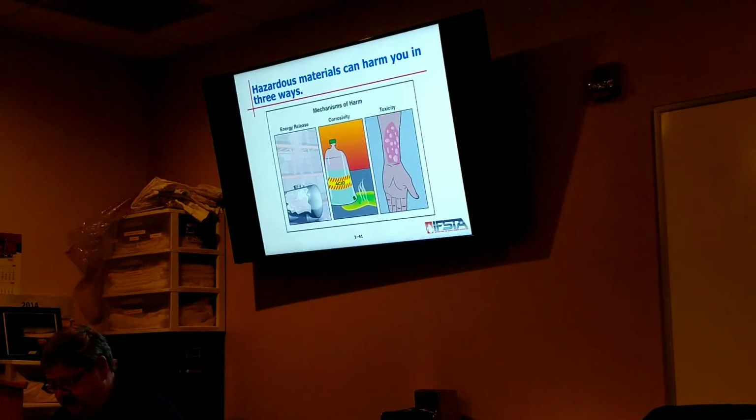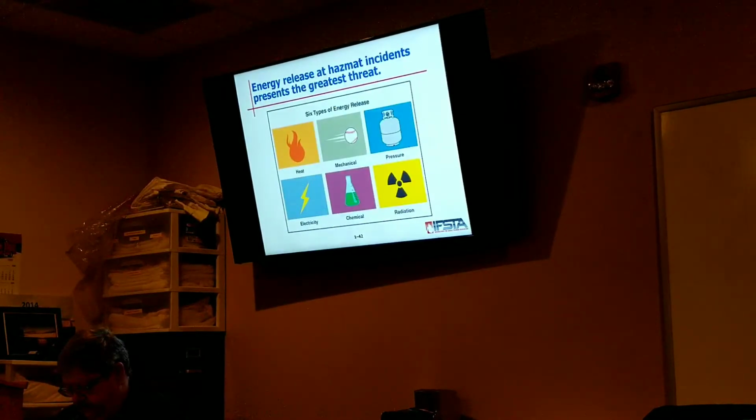And the other one is toxicity. Okay, so that's 3 mechanisms that we're going to have to have harm. Energy release at hazmat incidents presents the greatest threat. There's 6 types of energy release. If we have a cylinder that releases, that's the greatest threat we're going to have, because not only is that chemical coming at us, but part of that container's coming at us, okay?